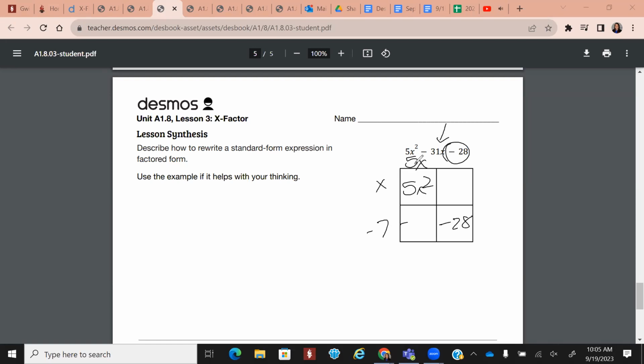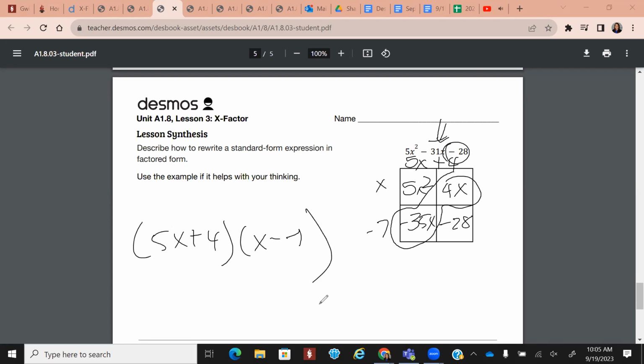So looking at this, 5x times negative 7 is negative 35x. And then 4 times x is 4x. If I add this diagonal, do I get that negative 31? Yes. So these factors are going to be 5x plus 4 and x minus 7. Some of these you're going to have to kind of test them and then decide whether or not it worked.